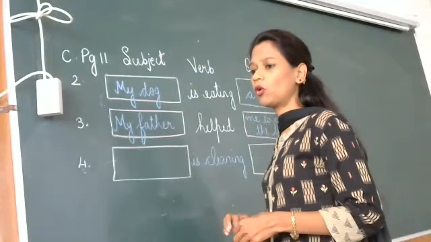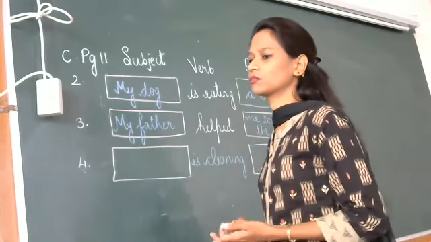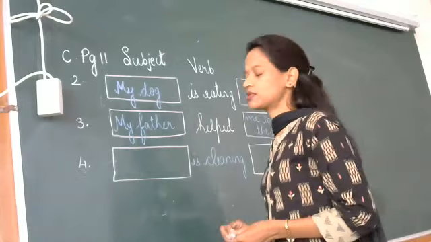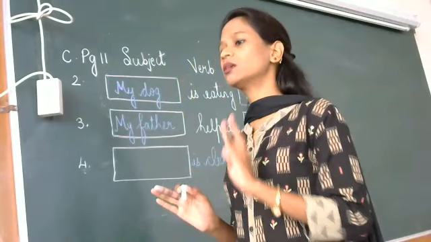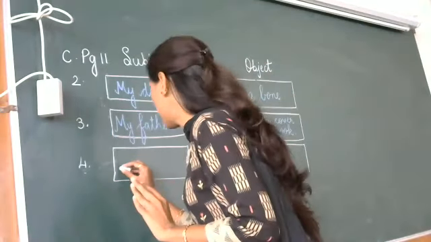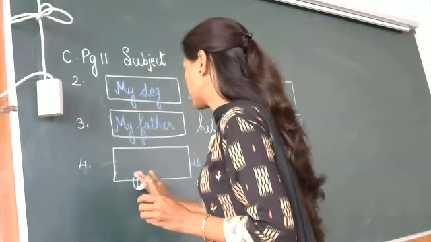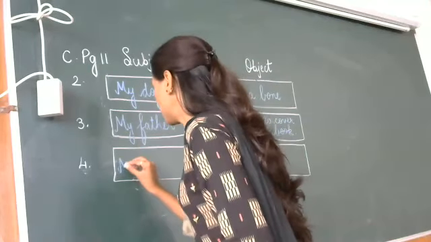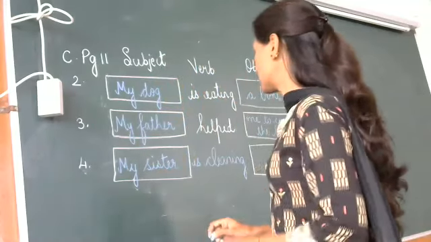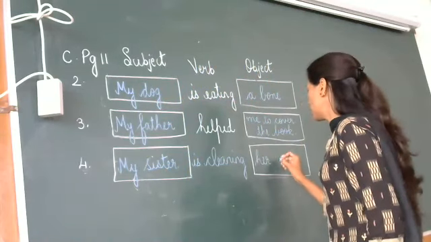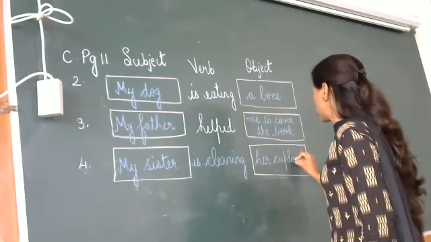It is not an object. Floor is an object. Yes, you can write. Write down your own answers. I will put it as my sister. You can write your own answer. I put it as my sister is cleaning her room. You can write my sister is cleaning her room or she is cleaning her cupboard.